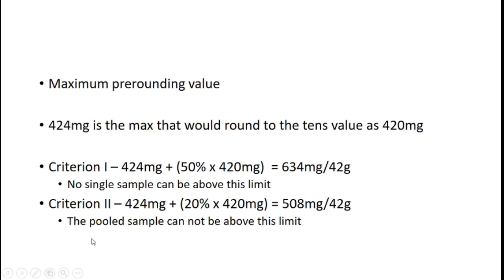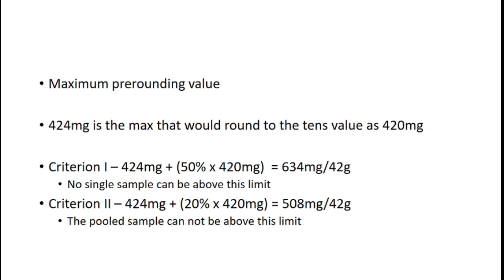Criterion 2 max limit is going to be that same max pooled value, 424 milligrams, plus the 20% times the declared value. So 20% times 420, add that together, and we have 508 milligrams per 42 grams. The pooled sample cannot be above this limit. So when we've pooled those samples, that 12 into 4 and then that 4 into the average value, cannot be above 508.